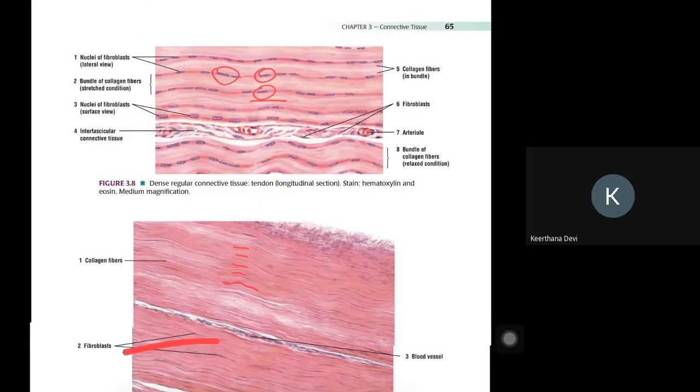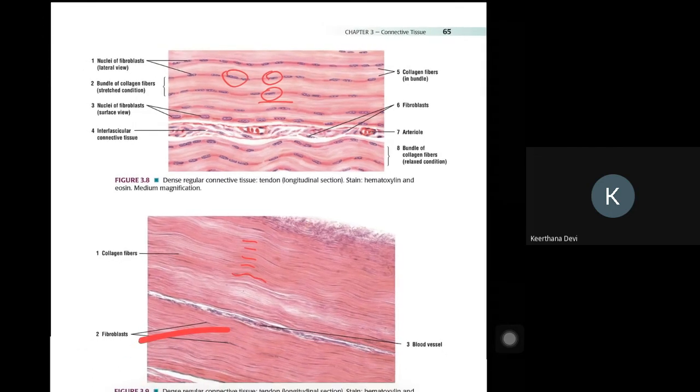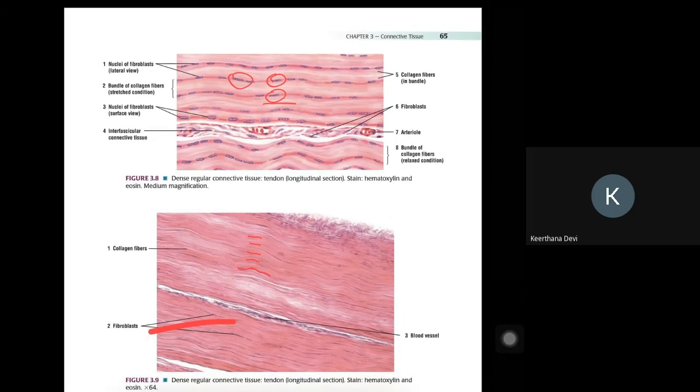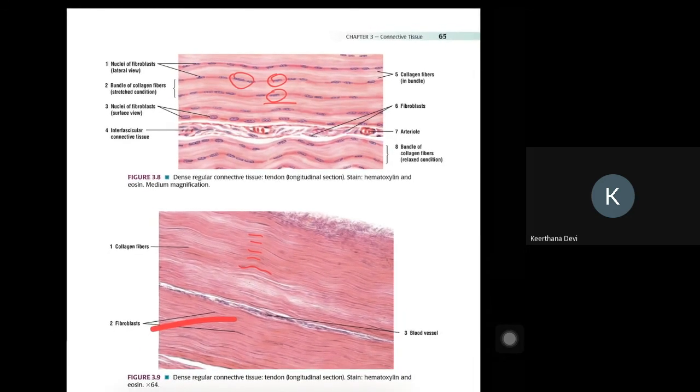Regular connective tissue, tendon, longitudinal section, stain hematoxylin and eosin, medium magnification. Number 1 is nuclei of the fibroblast, lateral view, then bundle of collagen fibers, stretched condition, then nuclei of the fibroblast from the surface view, then interfascicular connective tissue is marked, and on the right side, collagen fibers in bundle, 6th is fibroblast, 7th is arteriole, 8th is bundle of collagen fibers, relaxed condition.